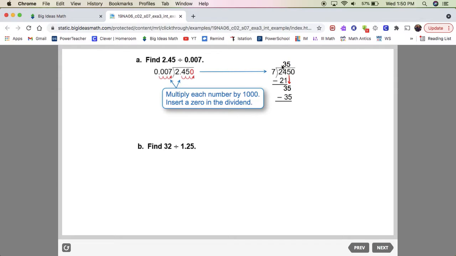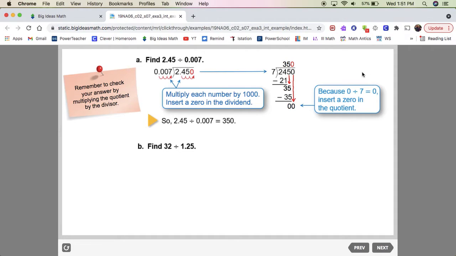You're not finished. You gotta still bring down that 0. How many times does 7 go into 0? 0 times. This is where people get confused. They'll think, well, it doesn't go into 0, and they just stop. Well, if it doesn't go into it, that means it goes into it 0 times. Remember, you can check your answer. Does this times this equal this? It does. All right, next problem.